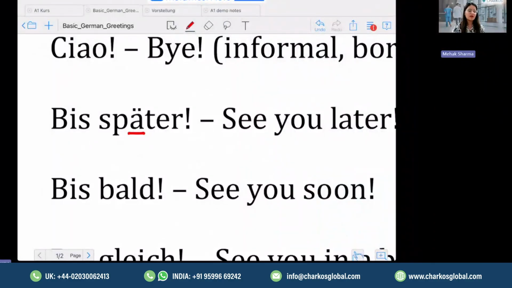It has an umlaut, na? So, später. If I remove this, then it would sound like später. But that's wrong. That is not correct. So, später. Bis später. See you later.